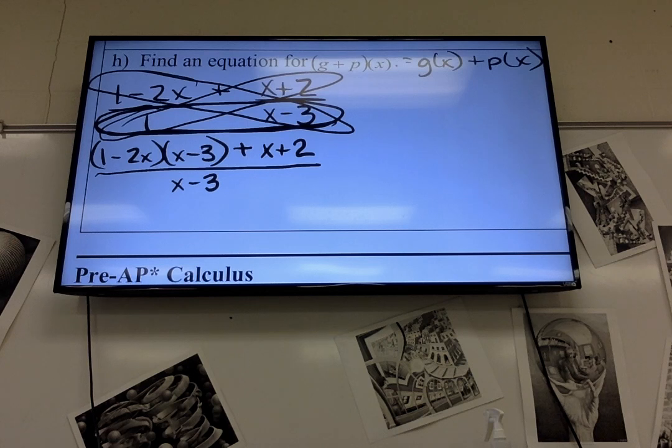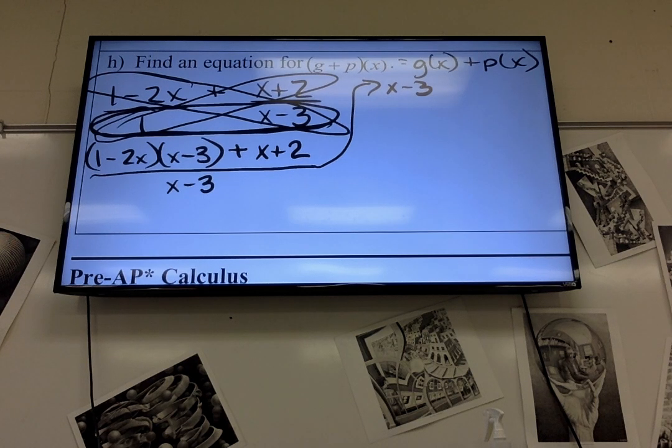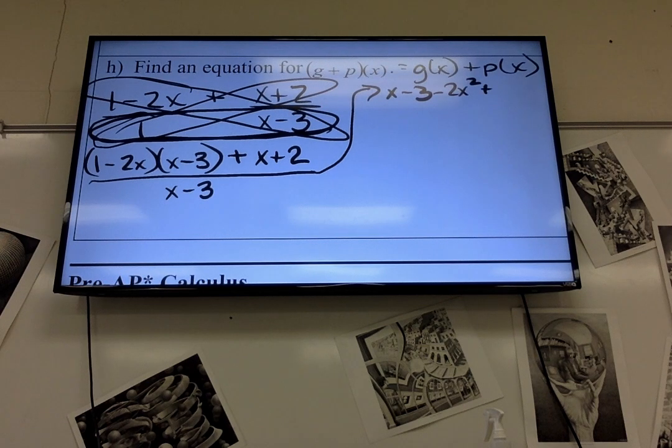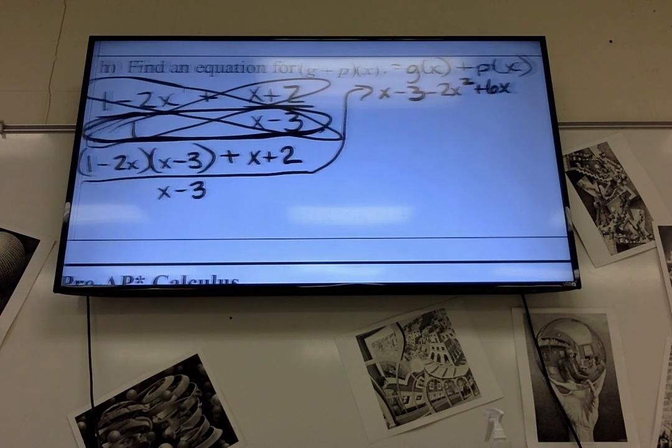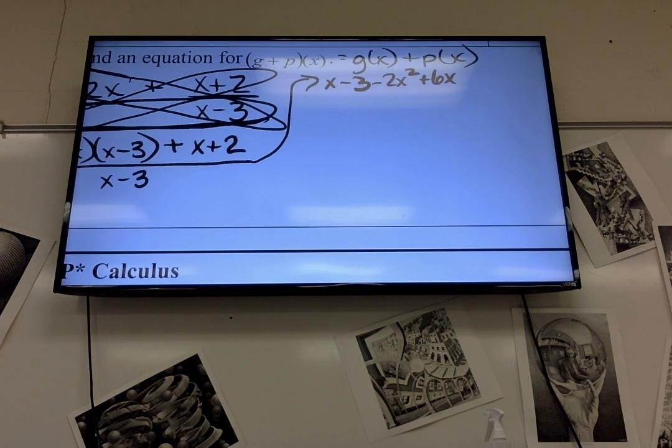Okay, so I'm going to FOIL those on top. And 1 times x is x. 1 times negative 3 is negative 3. Negative 2x times x is negative 2x squared. And negative 2x times negative 3 is positive 6x. And plus x plus 2 all over still x minus 3.